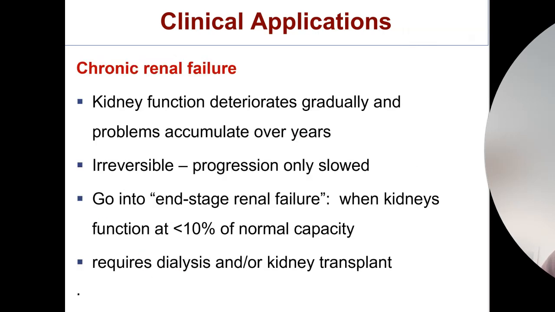If it's chronic, this is the problem. Slowly over time, the kidneys gradually start to deteriorate. If someone has unmanaged type 2 diabetes for years and years and years, it can send them into chronic renal failure. This is irreversible, and they go into what's called end-stage renal failure when the kidneys are down to less than 10%. So in someone with chronic renal failure, their kidneys aren't going to work. They're going to have dialysis, and they're going to need a kidney transplant.